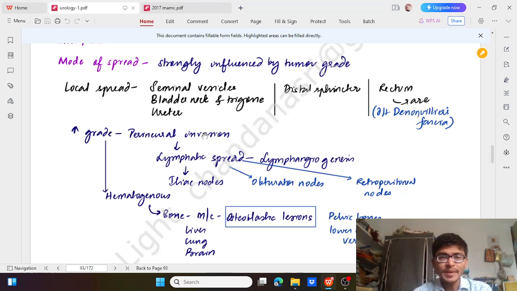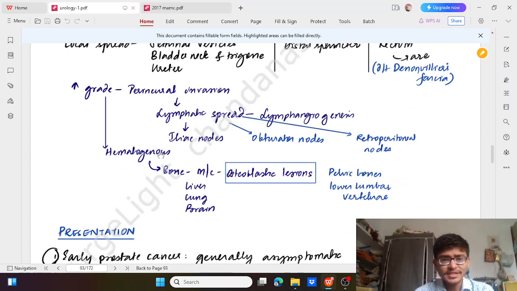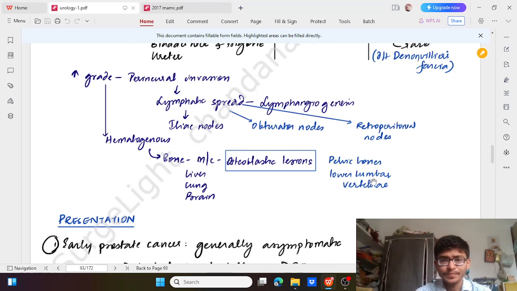Then increased grade leads to perineural invasion. Then it leads to lymphatic spread to the iliac nodes, obturator nodes, and retroperitoneal nodes. Hematogenously, it can spread to the bones, causing osteoblastic lesions. Also, it can spread to liver, lungs, and brain. Other bones involved could be pelvic bones and lower lumbar bones and vertebrae.